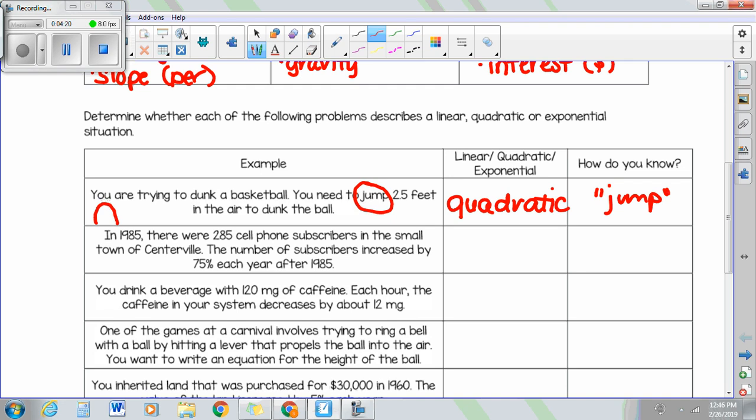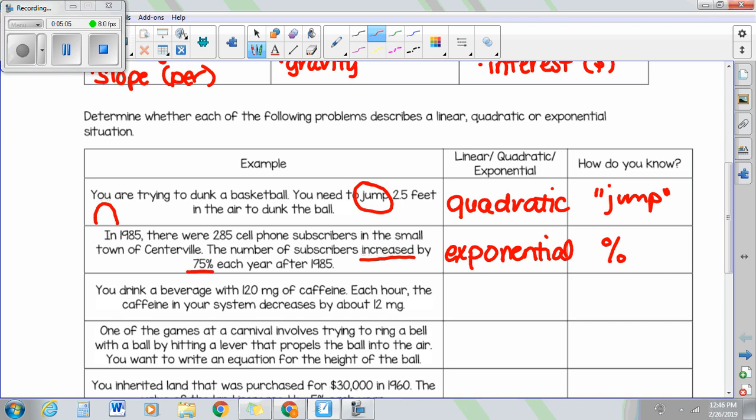The second problem says, in 1985, there were 285 cell phone subscribers in the small town of Centerville. The number of subscribers increased by 75% each year after 1985. This actually has 2 words in here. It has the word increased, which usually means linear, but it also has this guy right here, 75%. A percent is always an exponential function, because it means we need to multiply by 0.75 each time.